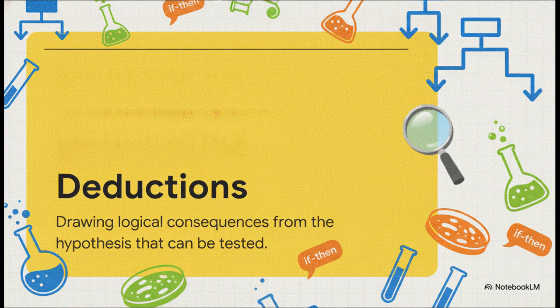That brings us to Stage 3, deductions. This is where you take that broad guess and break it down by drawing logical consequences from the hypothesis that can be actively tested. Basically, you're making specific if-then statements. For example, if my hypothesis is true, then moving these wilting plants into the shade should cause them to recover. This forms the perfect bridge to our next step.